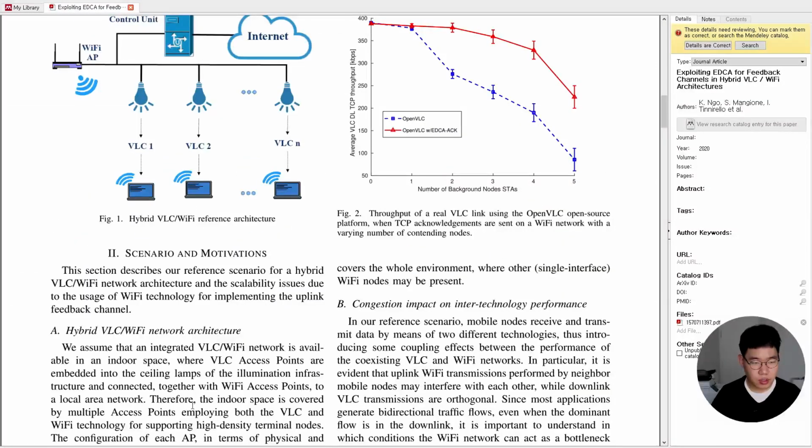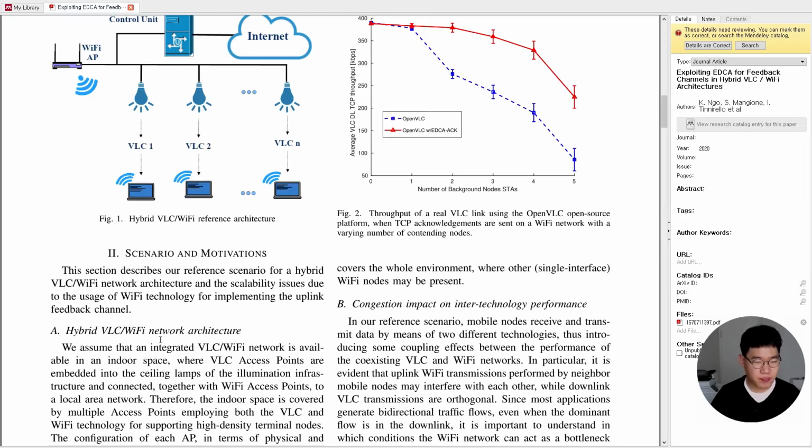Scenario and motivations. This section describes our reference scenarios for a hybrid VLC Wi-Fi network architecture and the scalability issue due to the usage of Wi-Fi technology for implementing the uplink feedback channels. Hybrid VLC Wi-Fi network architecture.